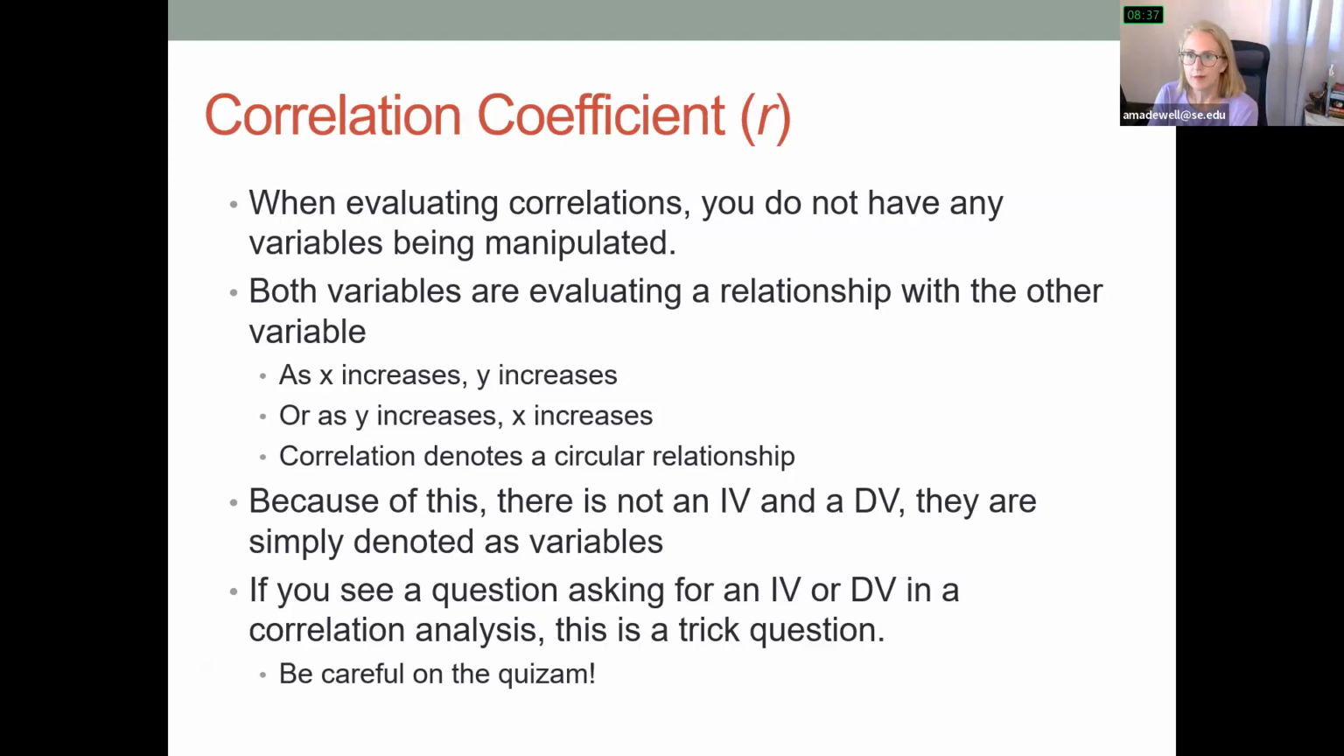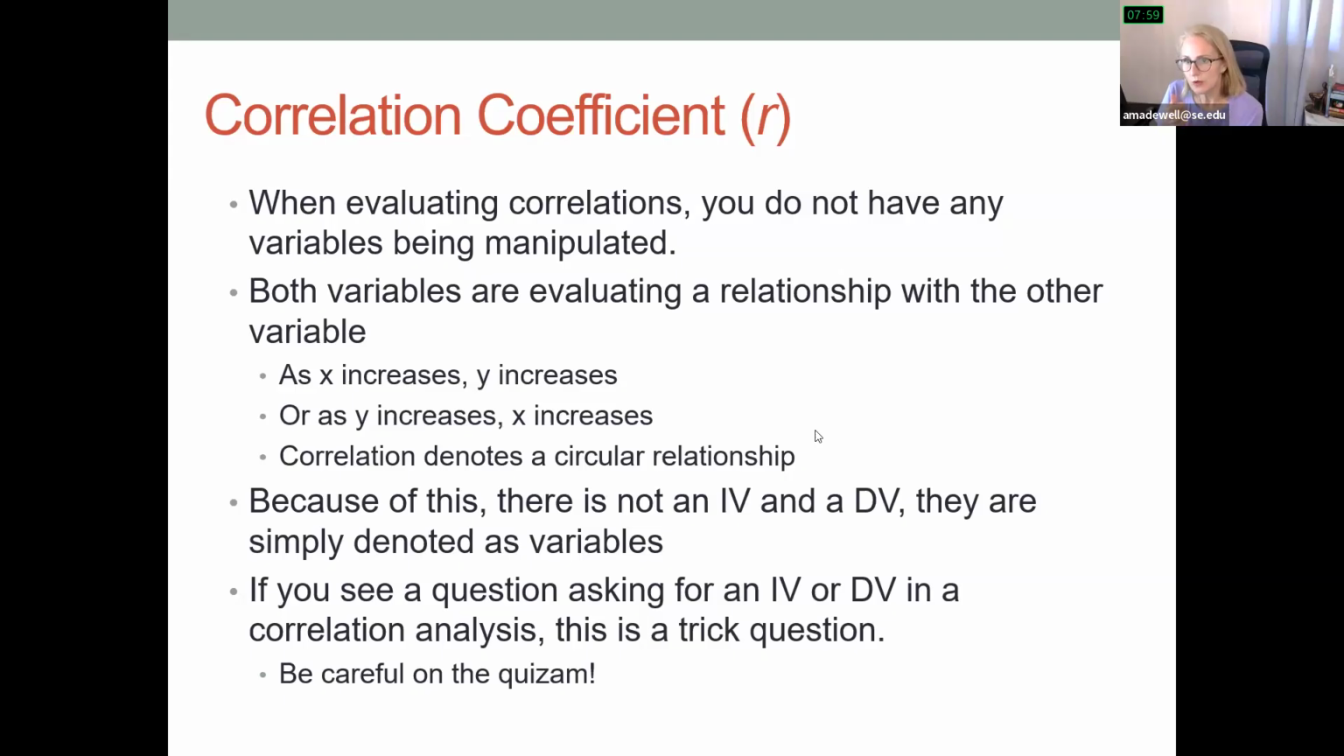When we talk about r, or our correlation coefficient, nothing is being manipulated. All we're doing is observing how two or more variables are related. We want to see that both variables are related: as X increases, Y increases, or as Y increases, X increases. We don't know which came first. If we have the chicken or the egg, we don't really know. But a correlation does denote a circular relationship.